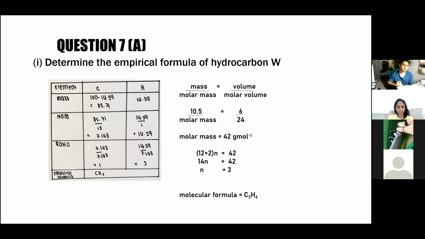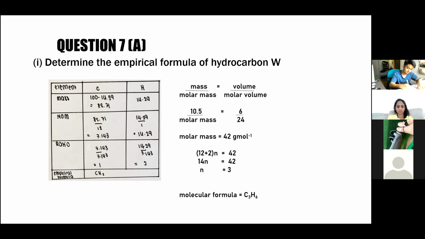And then you need to find the number of moles. So to do that, you would take mass divided by molar mass. So for carbon, it will be 85.71 divided by 12, and you will get 7.143. And for hydrogen, it will be 14.29 divided by 1, so you will get 14.29. And then to find the ratio, because 7.143 is the smaller number, you would use that. So 7.143 divided by 7.143, you'll get 1. And 14.29 divided by 7.143, you'll get 2. So therefore, your empirical formula will be CH2.